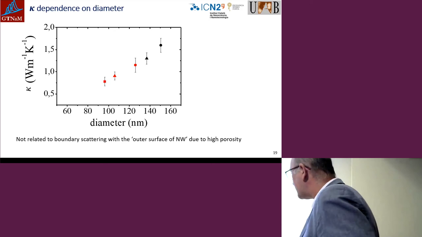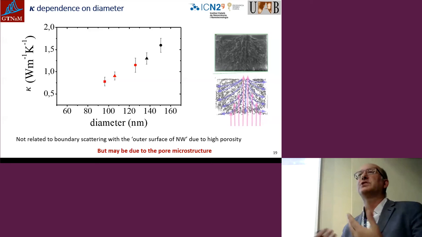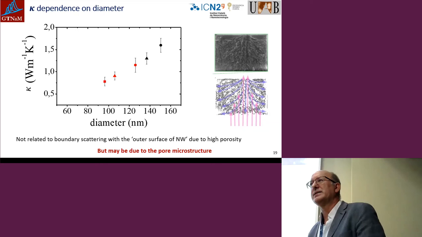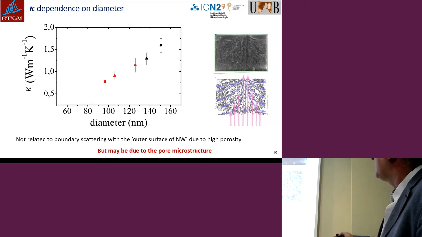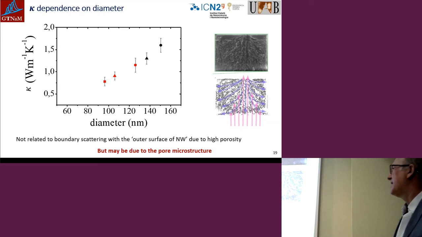And this is what we seem to have in those systems, because of the way we etch them from solution, and because this is done under an applied voltage. So there are some electrical lines that guide the etching. We have a kind of Christmas tree etching, a pore microstructure that is telling us that we have a different thermal conductance in this region than in the outer region because of the pore distribution. So what we think is that we see this dependence on the diameter due to the anisotropy that we have in the pore distribution inside our nanowires.